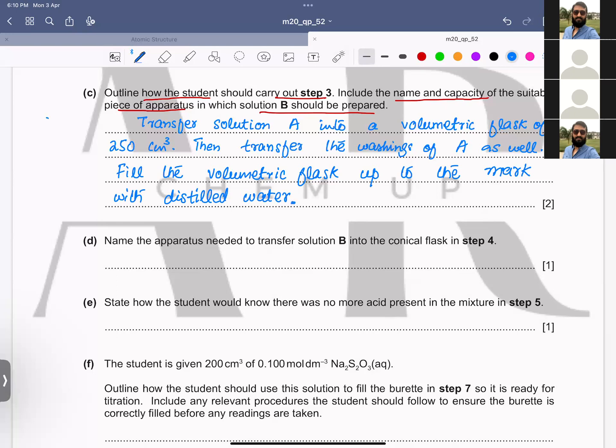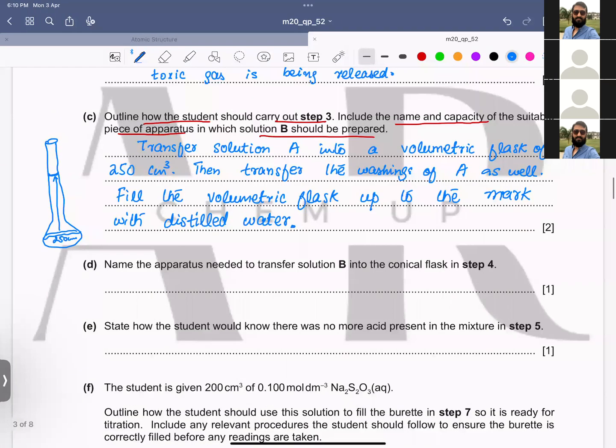Okay, so what happened? See, the volumetric flask is like this. Here there is a mark on the neck. We have a 250 cm³ volume. So first we transferred A, then we transferred some of its washing, and then we filled the whole thing till the mark with the distilled water to make up the whole solution. Is it clear to everyone? Yes, sir.